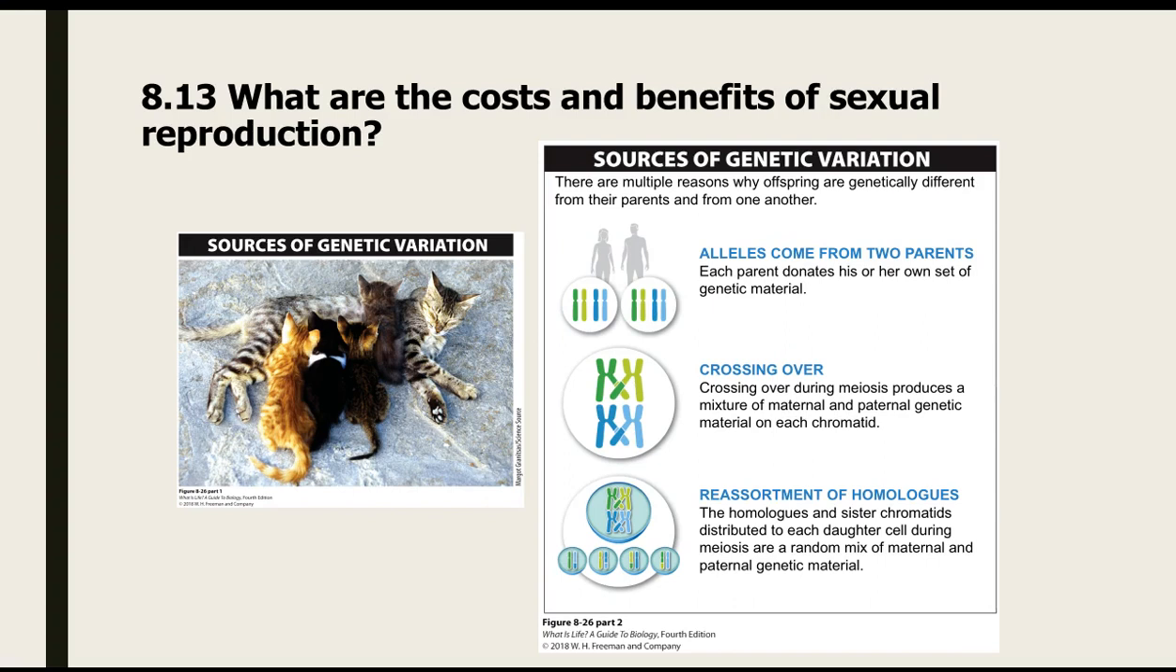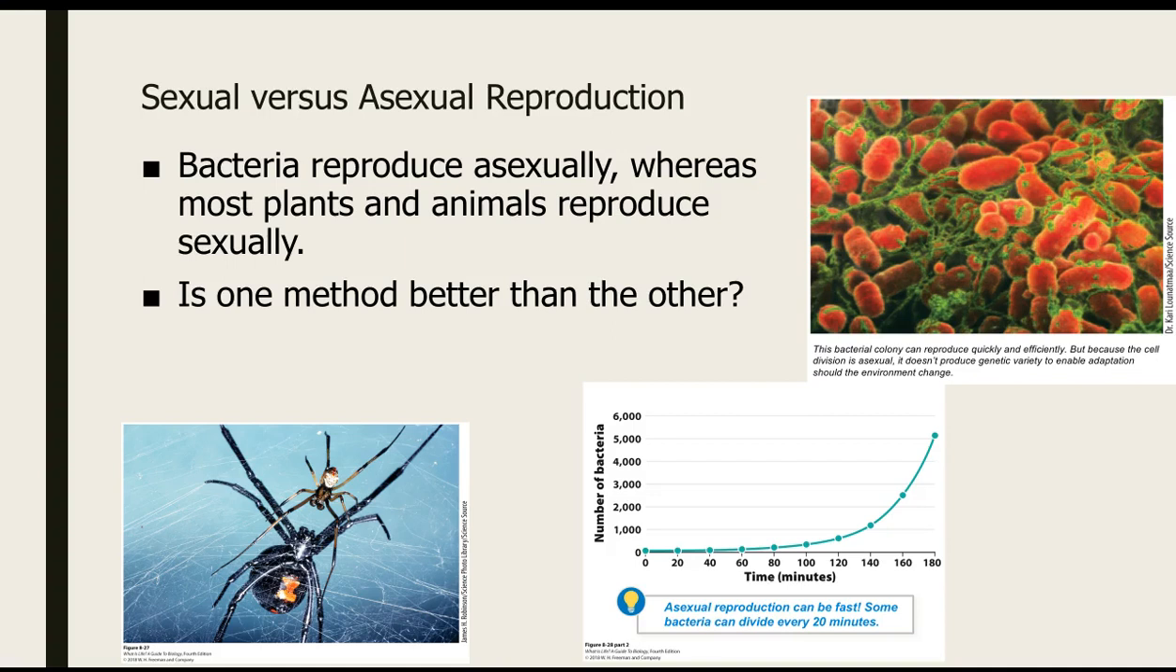So the question on this slide was, what are the costs and benefits of sexual reproduction? I haven't answered that yet. Let's take a look here to see if we can come up with an answer. One thing we do know is that bacteria reproduce asexually. Some plants can reproduce asexually, but most plants reproduce sexually. Animals, the vast majority of them, reproduce sexually. Is one method of reproduction better than another?